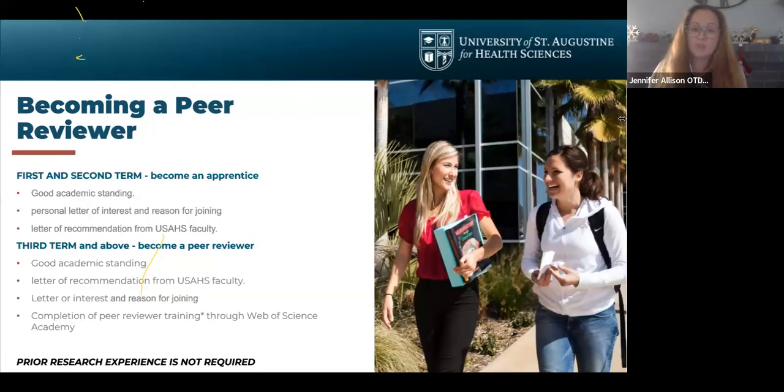The only difference with joining as a peer reviewer is that you have to complete the training through the Web of Science. So as soon as you're ready to become a peer reviewer, you send us those letters. Same letters, one personal and one faculty recommendation. Then we will send you the link to the Web of Science Academy so that you can complete that course. It takes about 2 hours and does include a practice peer review at the end. Once you're done, we help you learn the process once you're actually in it. You're never alone doing a peer review. We're here to help.